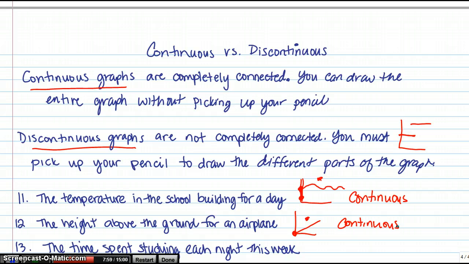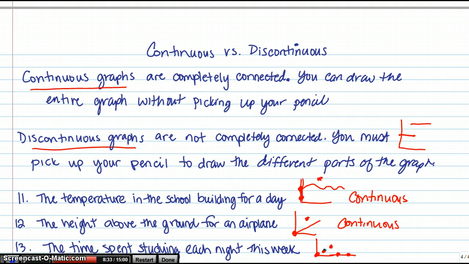And finally, the time spent studying each night this week. Well, say on Monday, you study for no time on Monday. On Tuesday, you're going to study for maybe 1 hour. And then on Wednesday, you might study for 2, and then on Thursday, you don't study, and Friday, you don't study, right? Well, this is definitely discontinuous, or discrete. That's another word for discontinuous.